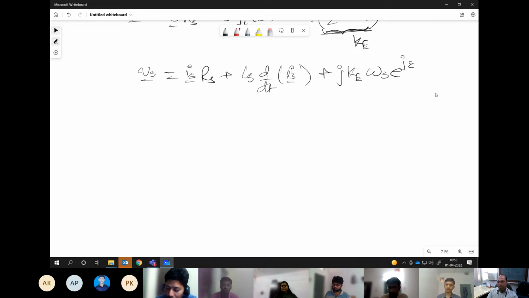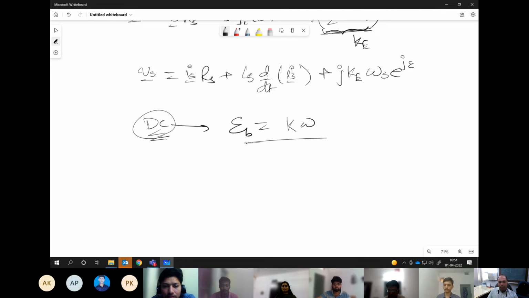Now, do you see some similarity with your DC motor? What is back EMF in a DC motor? K times omega, right? Yes, sir. And this is the DC motor, we are dealing with DC back EMF. Similar thing, do you observe over here as well?